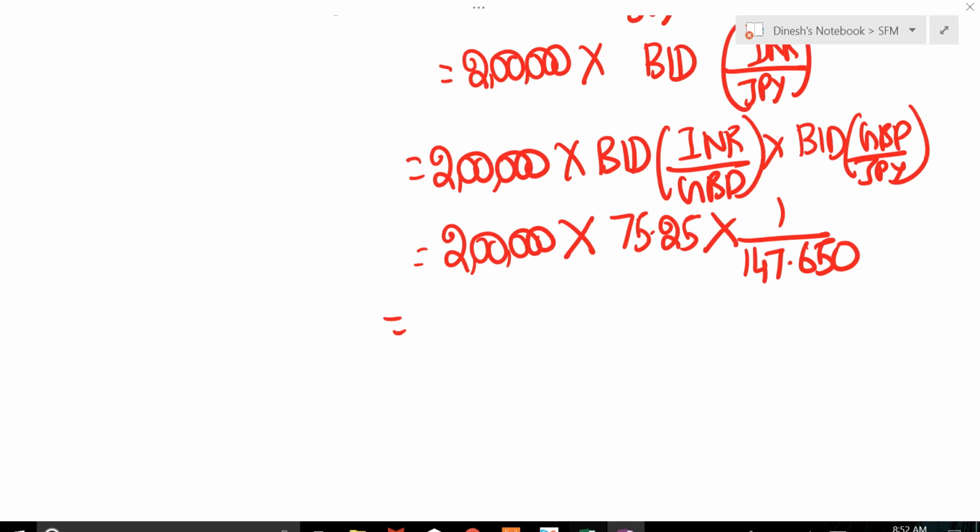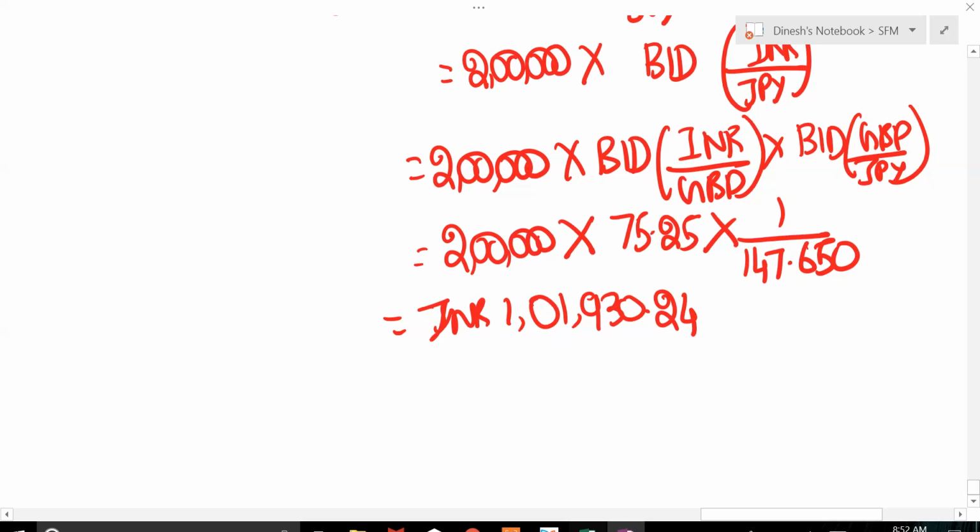What is the answer? INR 1 lakh 930 point. Any doubts on this? The question was how much INR can be bought with 2 lakh JPY.